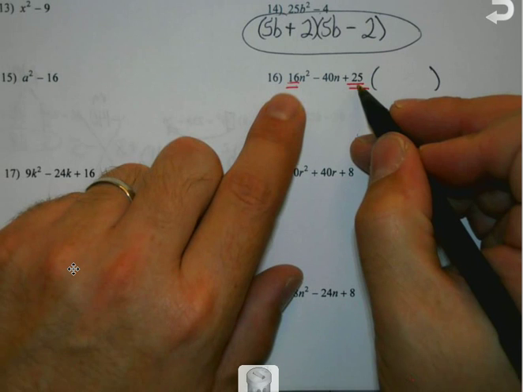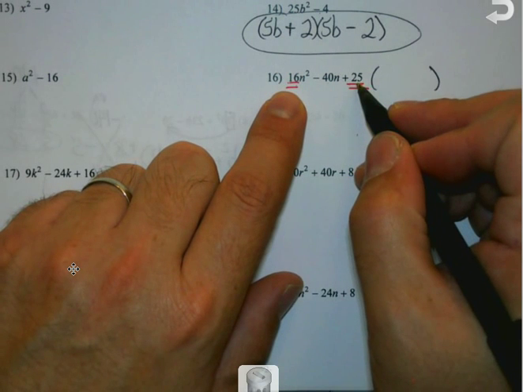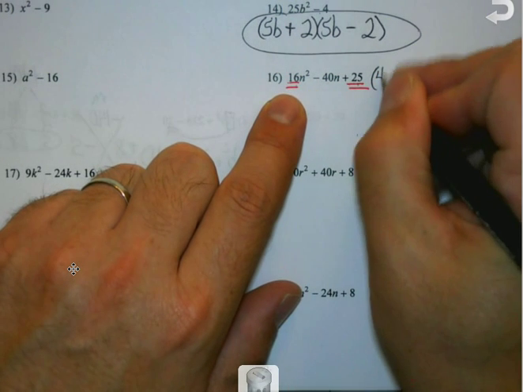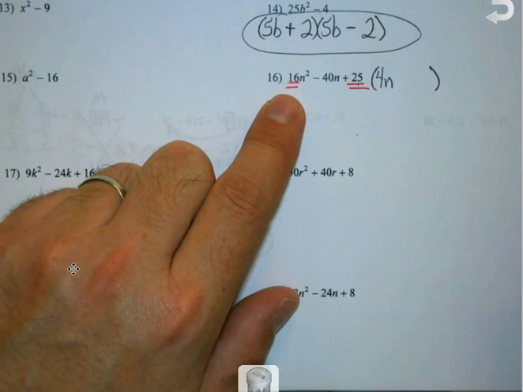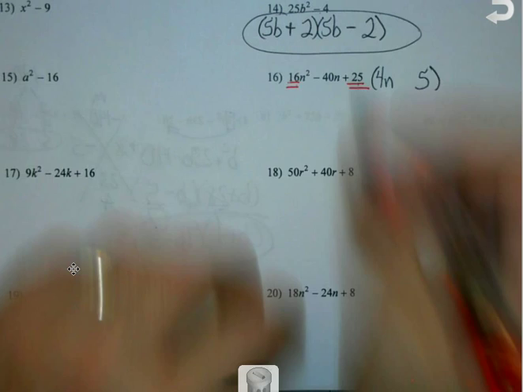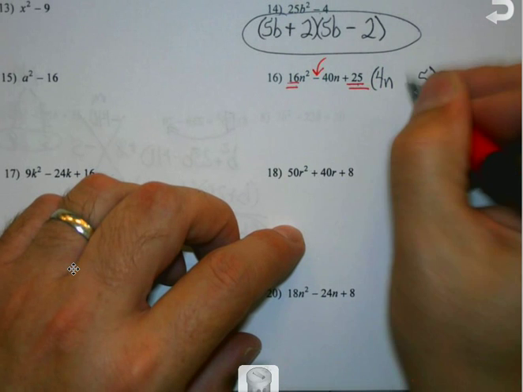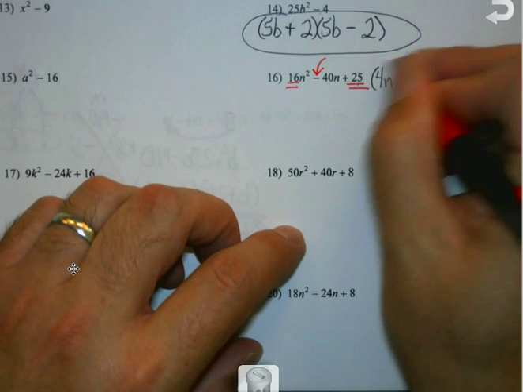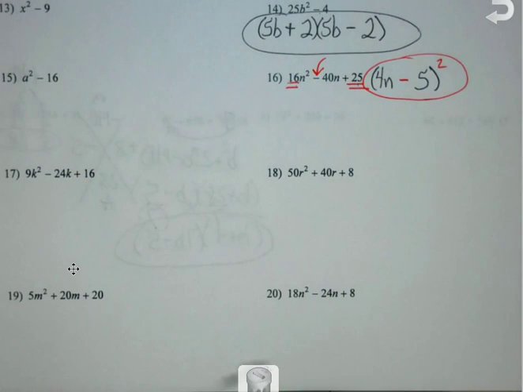Remember, if it's 3 terms and they're both perfect squares, what do I square to get the first one? 4. What do I square to get the last one? 5. And then whatever sign's in the middle, I put there and I'm done.